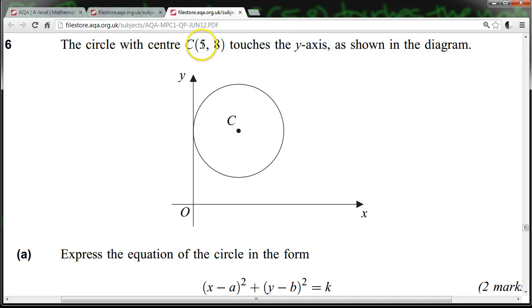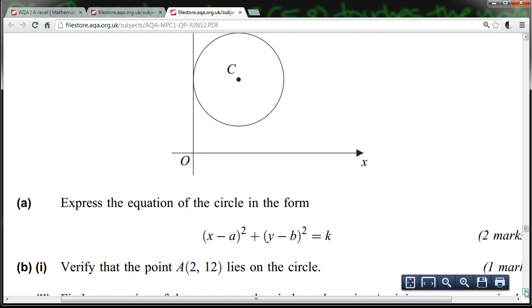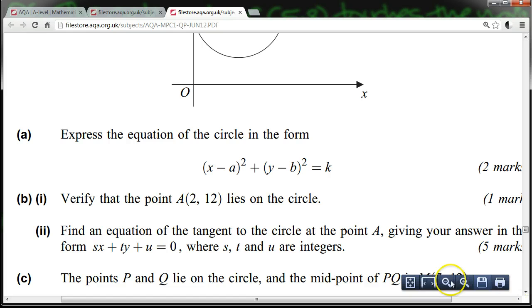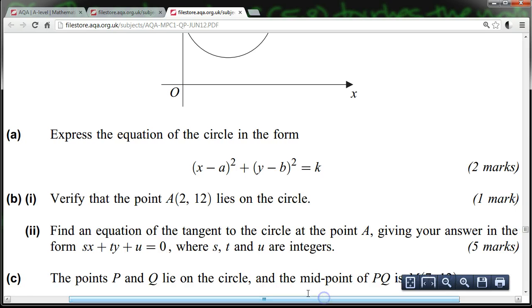The circle C with centre (5, 8) touches the y-axis as shown in the diagram. Express the equation of the circle in the form here. Verify that the point A (2, 12) lies on the circle. Find an equation of the tangent to the circle at the point A, giving your answer in the form Sx plus Ty plus U equals 0, where S, T and U are integers.